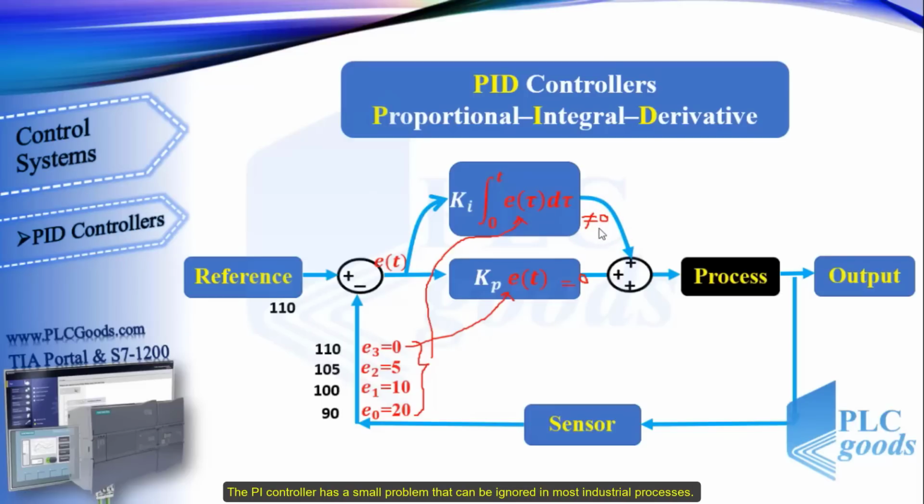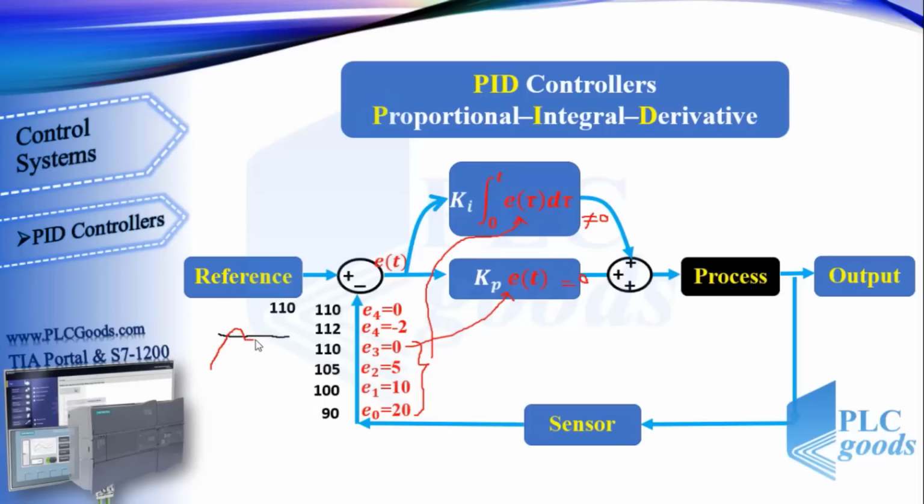The PI controller has a small problem that can be ignored in most industrial processes. When the level reaches the reference value, due to the integral term, the filling valve remains open, so the liquid level rises again. When the error value is negative, the system will try to return to the reference value. Therefore, the integral term causes the controller output to fluctuate slightly, which disappears over time.